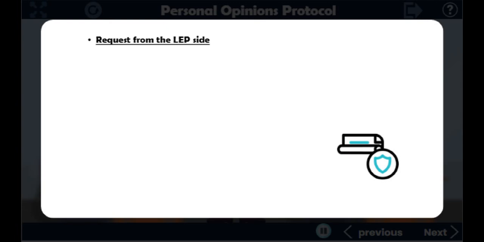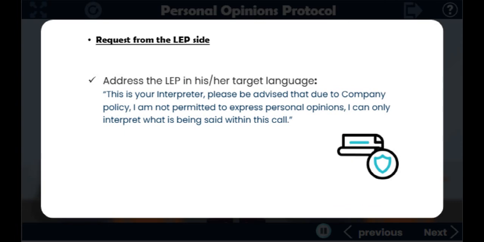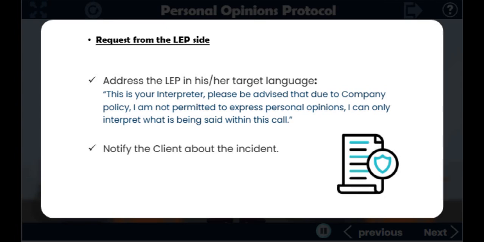If the requester is the LEP, you'll say in the LEP's target language, "This is your interpreter, please be advised that due to company policy, I am not permitted to express personal opinions, I can only interpret what is being said within this call." Then, notify the client about the incident.